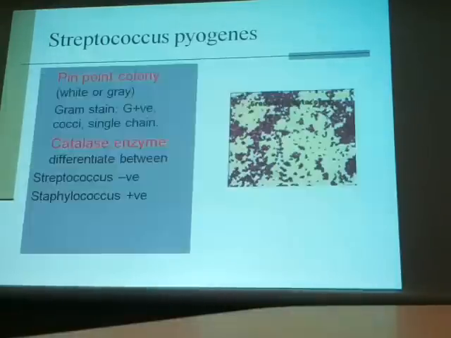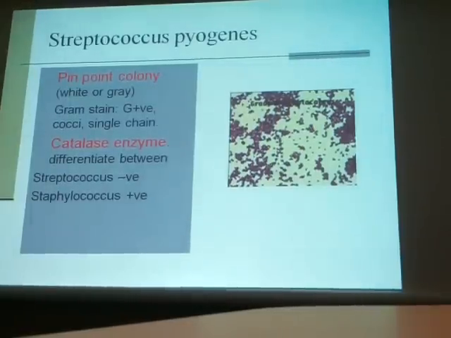Now, to differentiate, when we do a Gram stain we get gram positive cocci. We must differentiate between Strep and Staph. By the way, Staph also gives me beta hemolysis on blood agar, but we must differentiate between Staph and Strep.